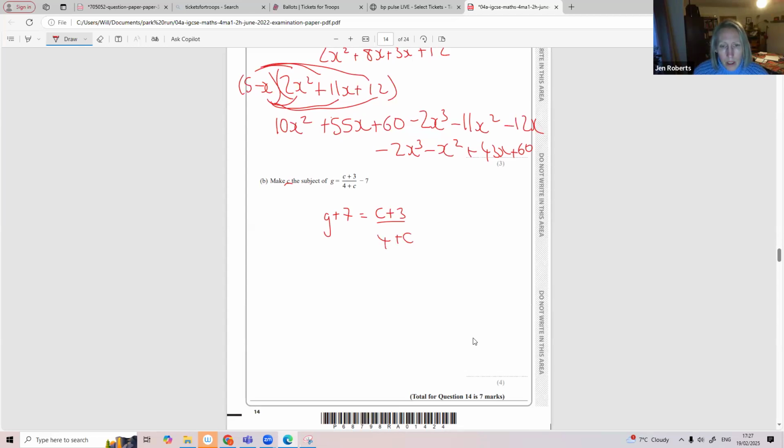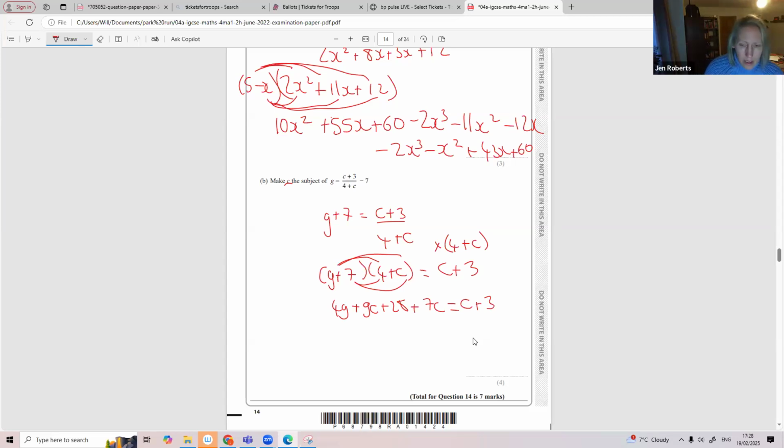I'm going to multiply both sides by 4 plus C, just to get rid of that nasty fraction. Should we expand our brackets next? 4G plus GC. Add 28. Add 70. I want anything with a C on one side, anything without a C on the other side. We'll keep my 3 over here, take away 28 both sides, which will give us negative 25.